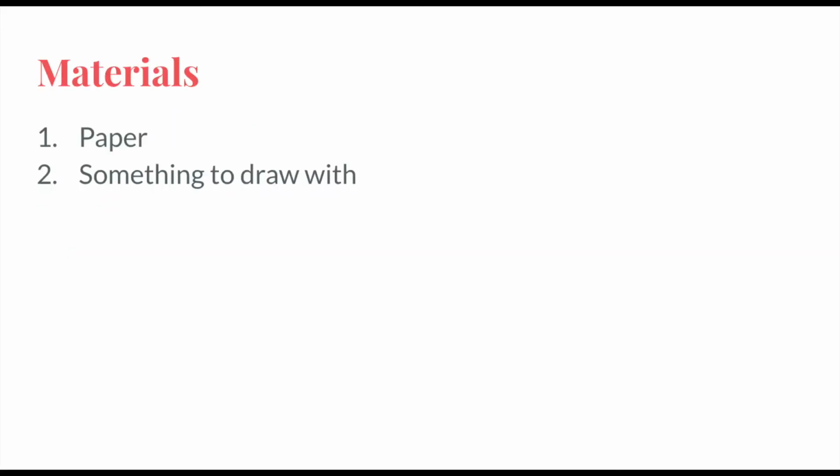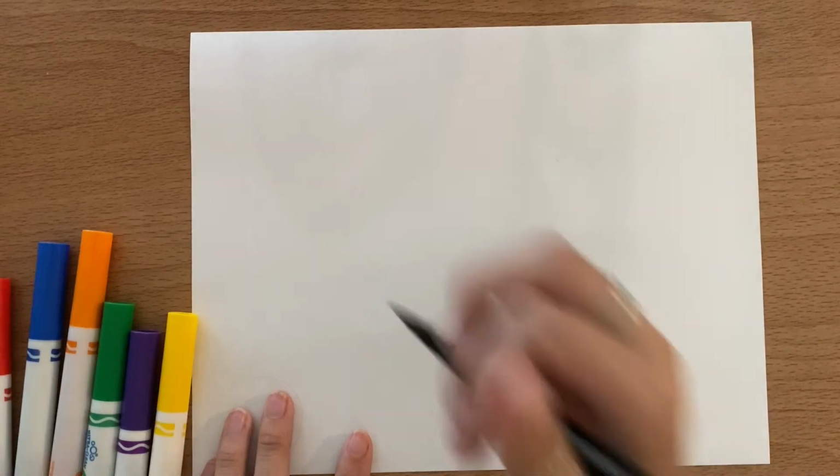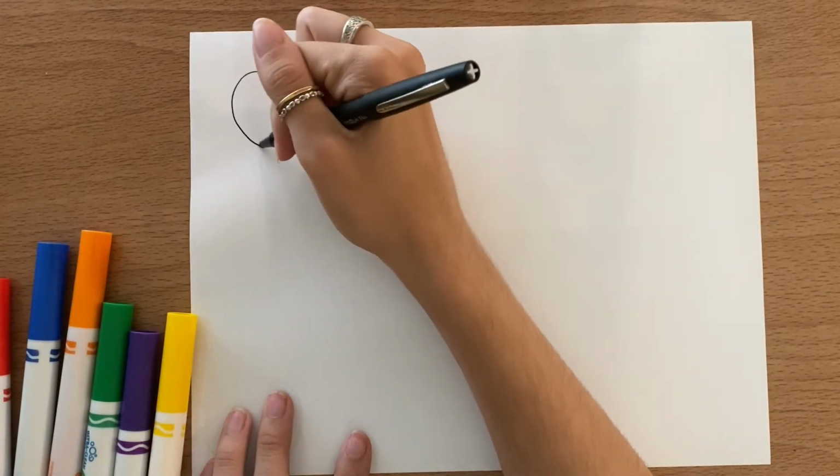Before we get started, you're going to need a sheet of paper. Make sure it's kind of a big sheet of paper, at least regular size, not a really small scrap piece. And you're going to want something to draw with. You can choose if you want to color this in or not, but at the very least, you need a pencil.